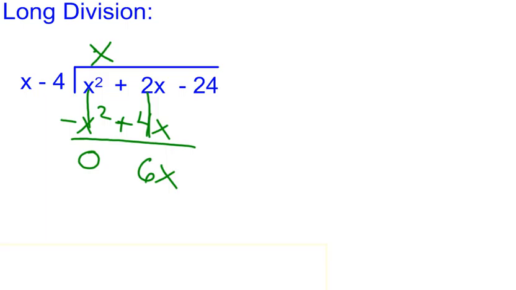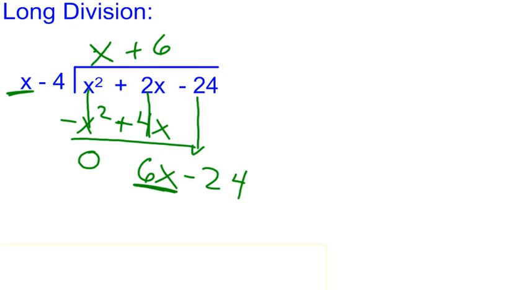Just like in the 3rd grade, what did you do next? You now brought down this negative 24. Same thing when we do it in advanced algebra class. We bring down this negative 24. And now we start this whole process over again. We say x, this first term, multiplied by what number gives us this term? x goes into 6x how many times? Or x times what number gives us 6x? And that answer is a positive 6. So we're going to put a positive 6 back up there as part of my quotient.